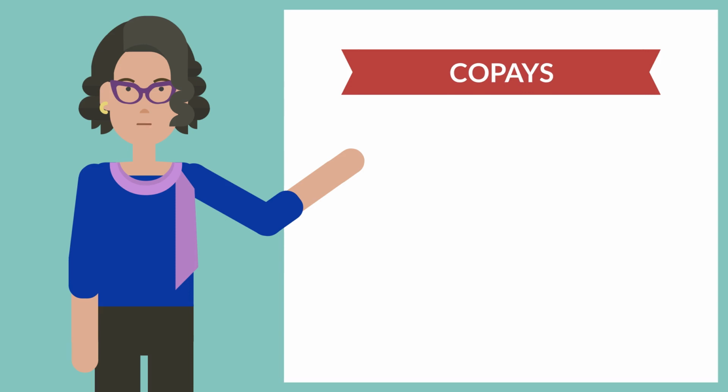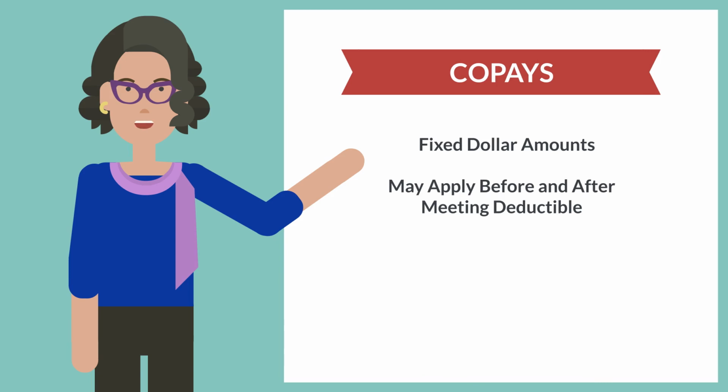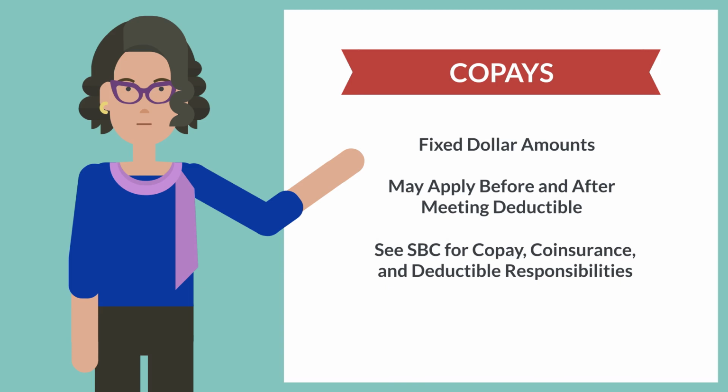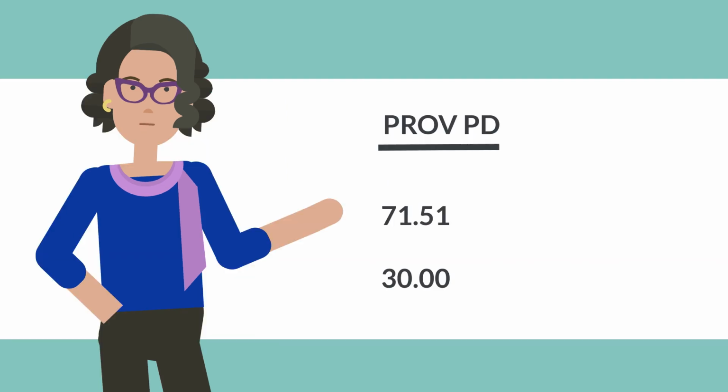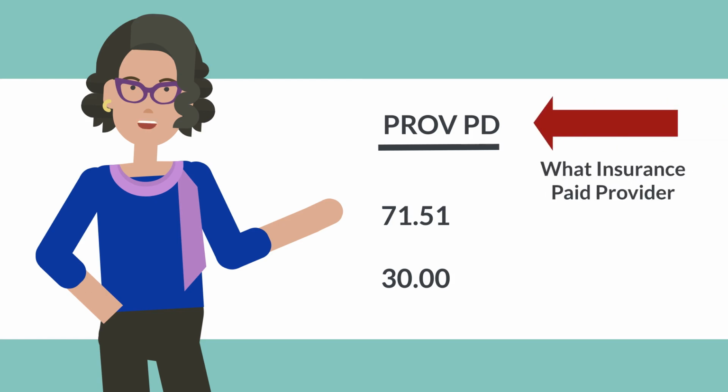Copays are fixed dollar amounts and can apply both before and after meeting your deductible. You'll want to refer to your SBC to find out your copay, coinsurance, and deductible responsibilities. The final column represents the amount the insurance company paid to the provider. These numbers represent the allowed amount minus any deductibles, copays, and coinsurance for which the patient is responsible.